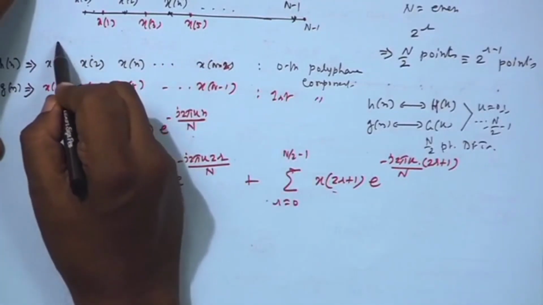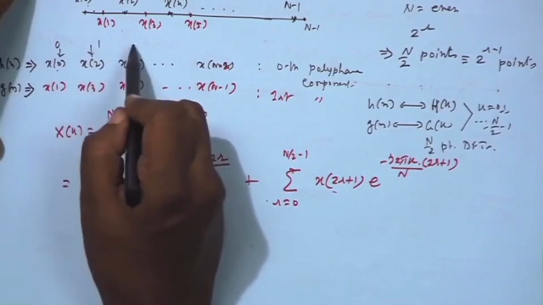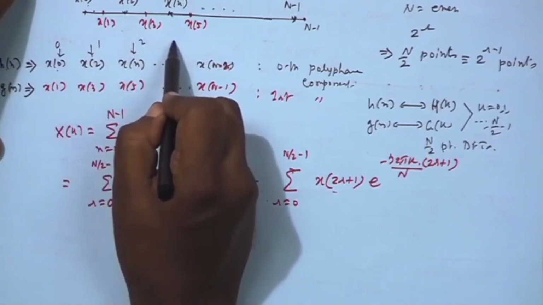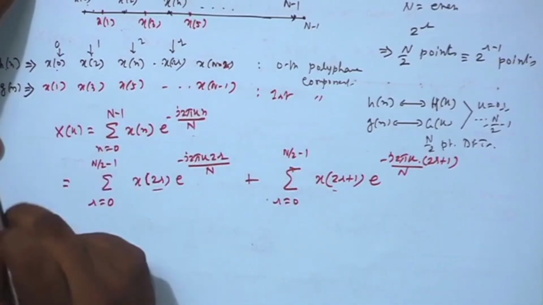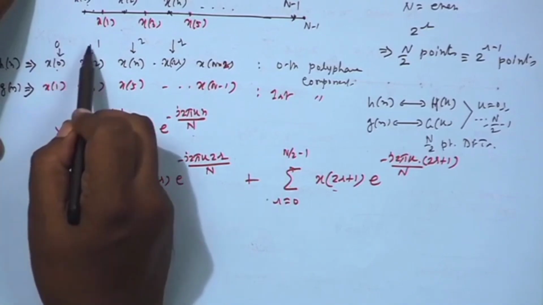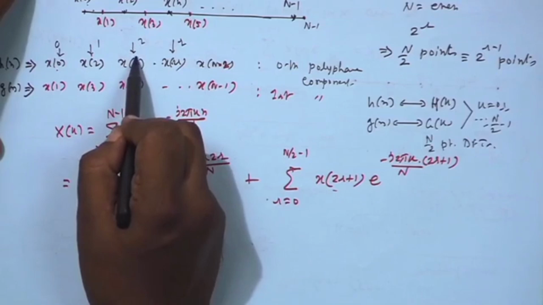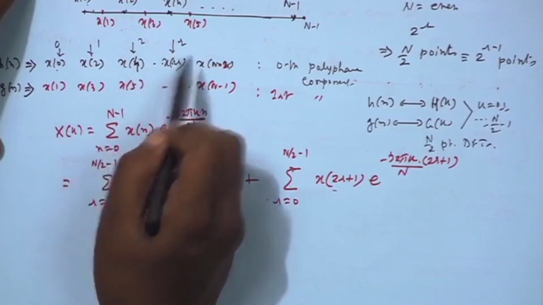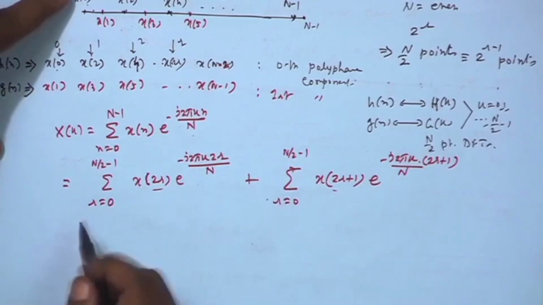Okay, this is the 0th sample, h0. This is the first, h1, then h2, which is x4. So hr is x2r. h0 is x0, h1 is x2 into 1, h2 is x2 into 2, that is 4, hr is x2r. So this is nothing but hr.